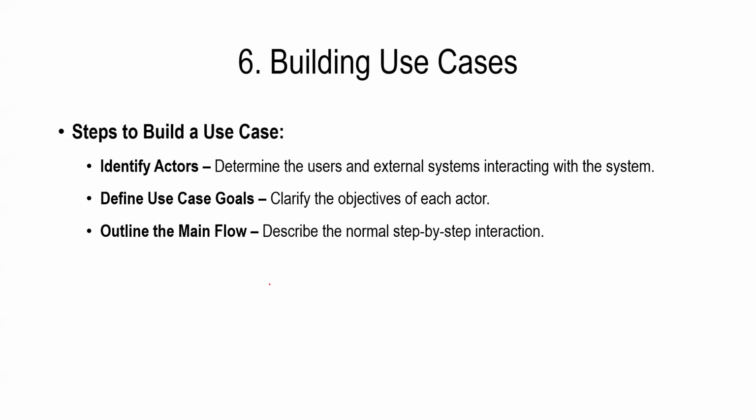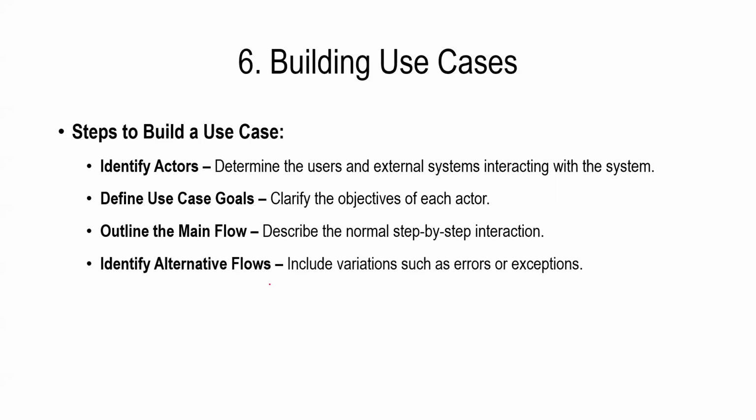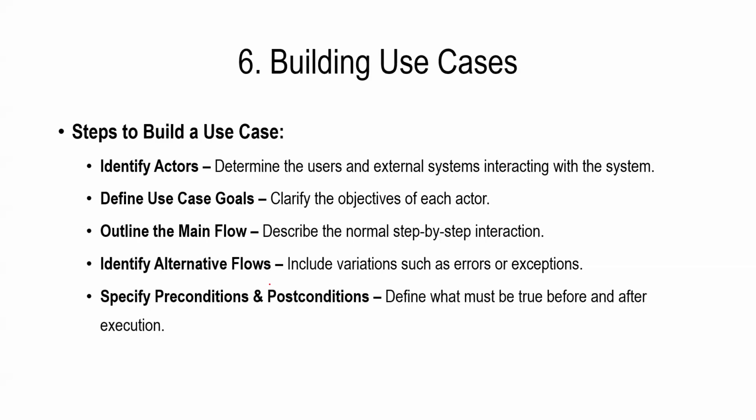Thirdly, you need to outline the main workflow. What is the correct process of how things should be? So you need to describe the normal step-by-step interaction. Fourth, you need to identify alternatives in case the main flow doesn't go as you expected. How should things operate? So you need to include variations such as errors as well as exceptions. Apart from that, you need to specify the preconditions, things that should be done in advance for one to land at that particular page of that particular function of the system, as well as the postconditions, that is, things that should happen after that particular interaction has happened.